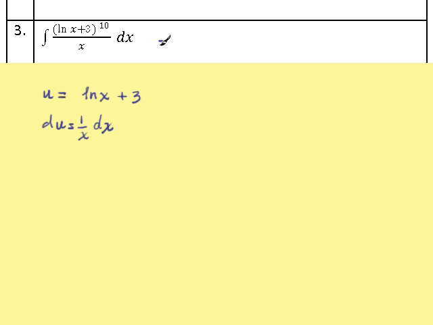Okay, so we're ready to substitute now. For 1 over x dx, that's what we have here. This is 1 over x dx. We substitute du. And here we have u to the 10th right here. So this is just a power rule. And now let's put x back. U is ln x plus 3.